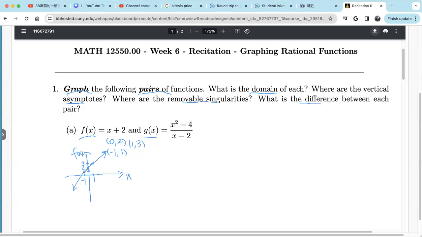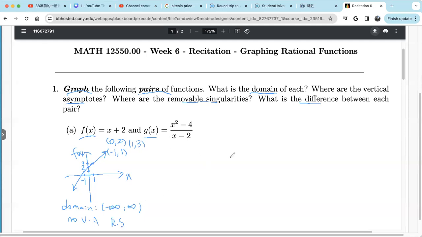So what is its domain? So this is a graph. The domain of a linear function is all real numbers. We write as going from -infinity up to +infinity. And does this have vertical asymptotes? No vertical asymptotes, right? And no removable singularities.